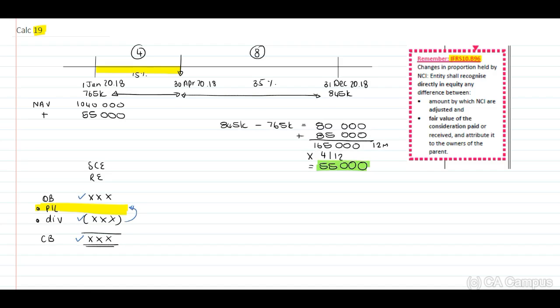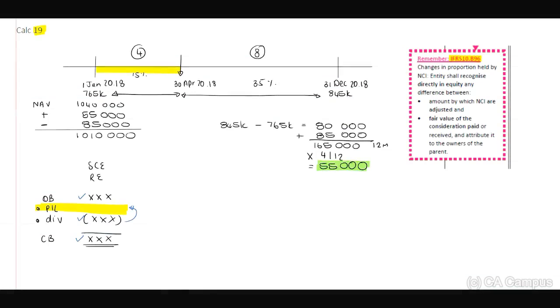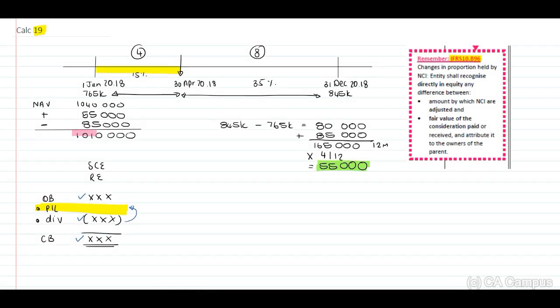Therefore, we are able to add this 55,000 to our net asset value. But what do we need to remember now, guys? Now we need to deduct our dividend, the 85,000. Only now do we deduct the dividend. Therefore, our total net asset value is 1,010,000.